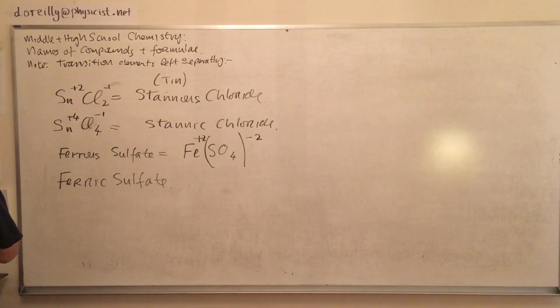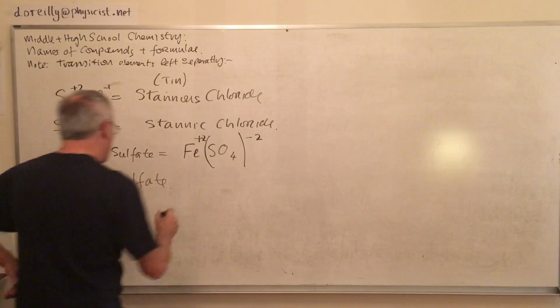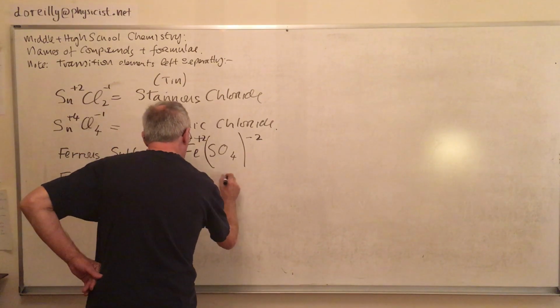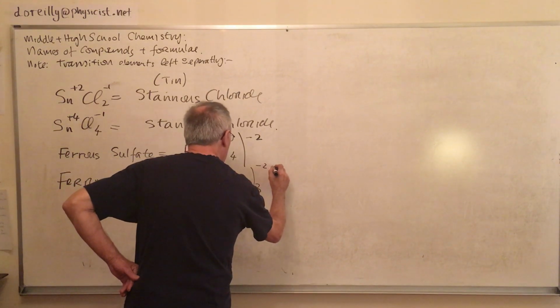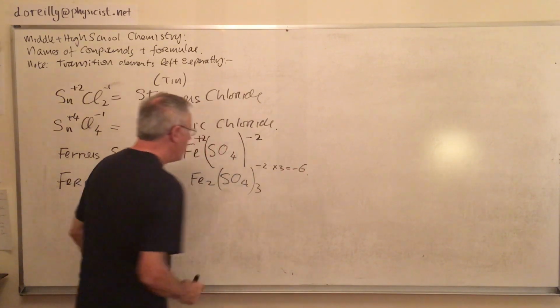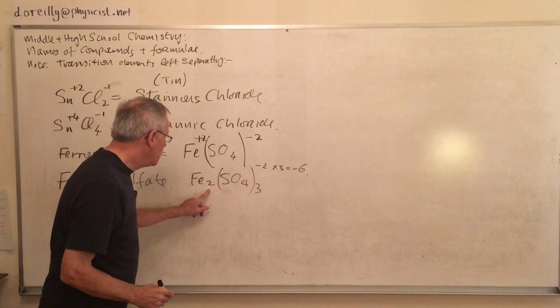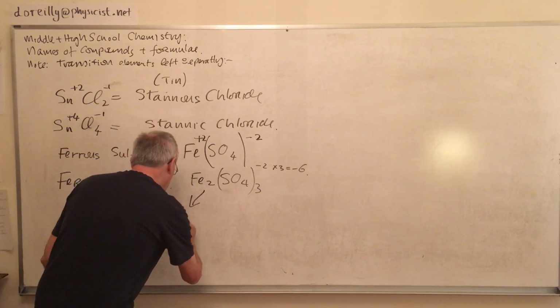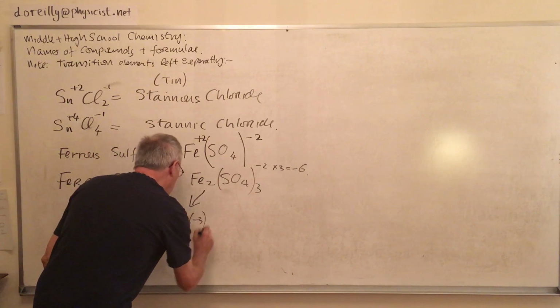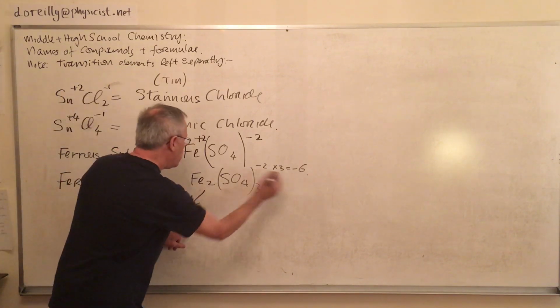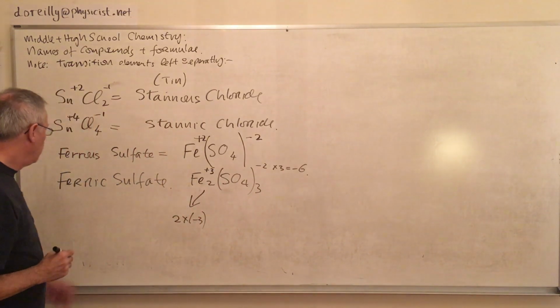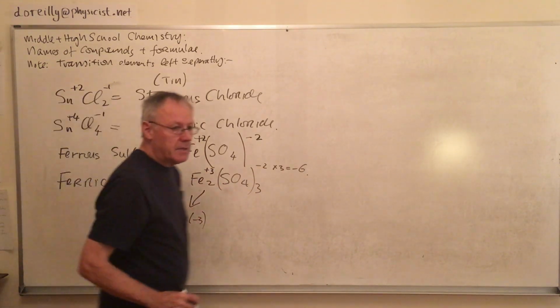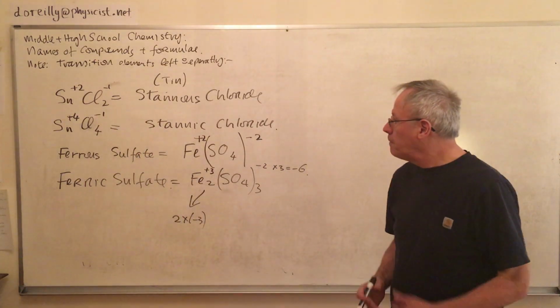Now the formula for ferric sulfate, what is it going to be? Fe2(SO4)3. So we have 3 of these guys giving me a -6. 2 of these guys, each with a +3, would be +6. So this valence would be +3, I guess, in this case, to get ferric sulfate. You can get ferrous chloride and ferric chloride. Okay, and so on and so forth.